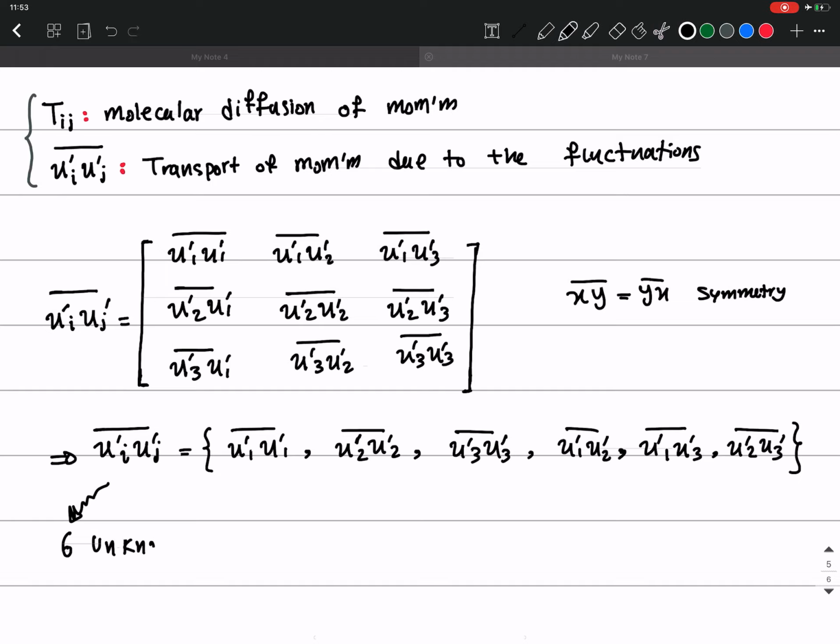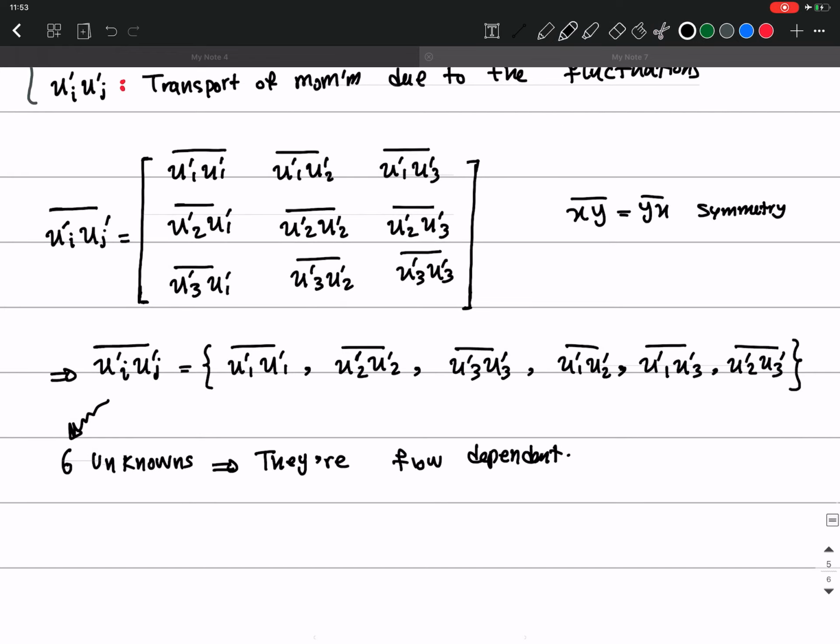What are they? We don't really know them. We know that these are actually flow dependent. They really are different, and in different flows, like if you have a vortex, if you have a boundary layer, all of these can actually impact these Reynolds stresses. On the other hand, we only have 4 equations, which are 3 momentum equations in x, y, and z direction, and 1 continuity equation.